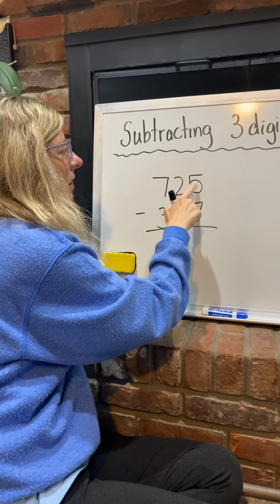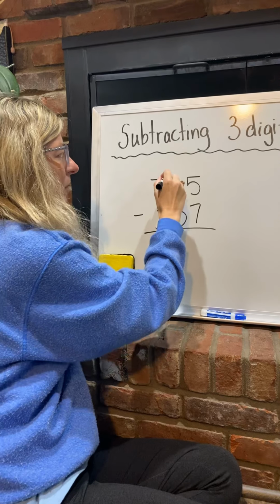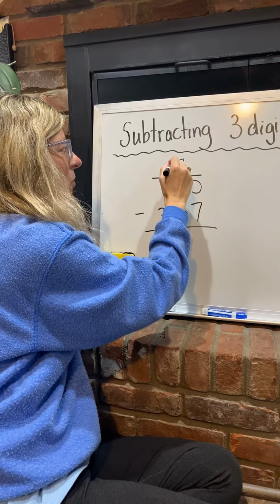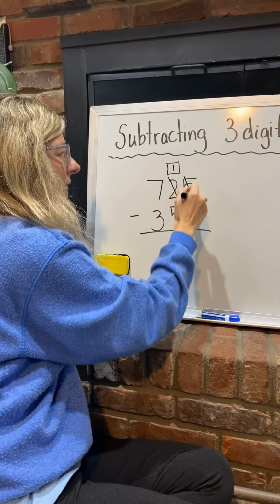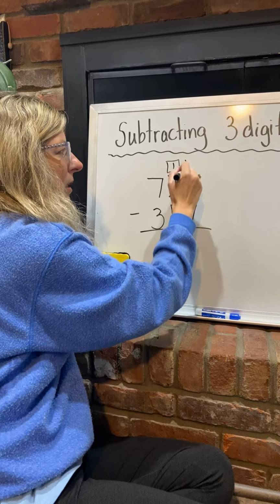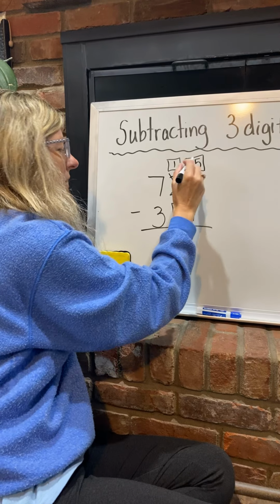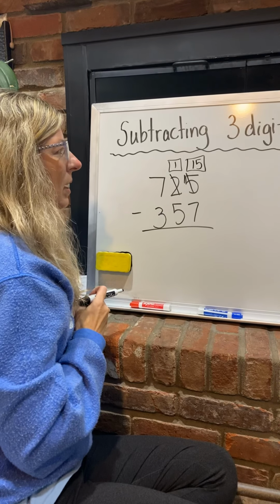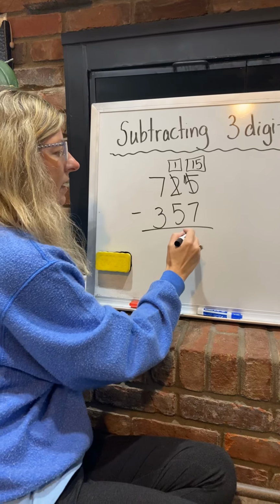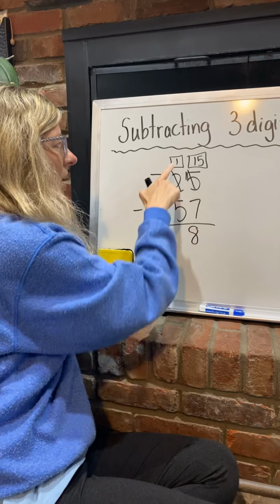All right, so I can't do 5 minus 7, so I'm going to borrow. My 2 becomes a 1. And my 5, then put a little 1 in front of it, becomes a 15. Okay, now I can do 15 minus 7. And that's 8. Now look at this.